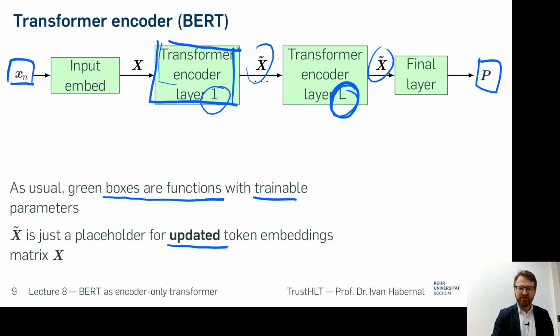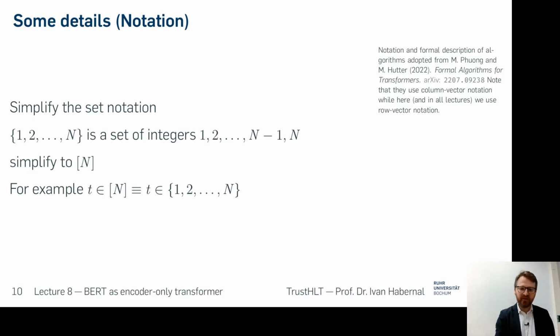And so some notations here. For a set of integers, I'm going to use these brackets with n, so this is 1 to n. For example, t in this means t is iterating from 1 to n. This just simplifies the notation in the algorithms to make it shorter. What I'm actually using in this lecture is a very nice paper from Phuong and Hutter, Formal Algorithms for Transformers. I think this is from DeepMind, or Google Brain, I guess. I recommend you look up the paper if you don't know it.